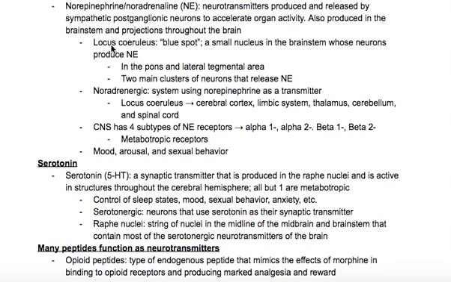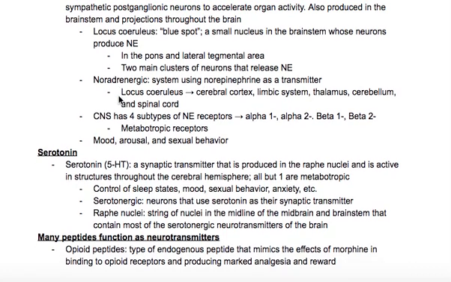Important features of the brain that produce norepinephrine are the locus coeruleus, which means the blue spot, and it is a small nucleus in the brainstem. It is mostly in the pons and the lateral tegmental area, and these are the two main clusters of neurons that release this. Noradrenergic is just a system that uses norepinephrine as a transmitter.